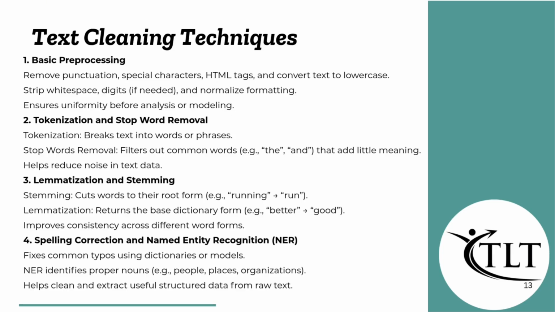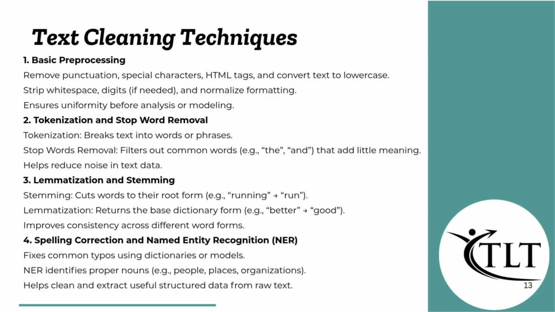So tokenization basically breaks down text into smaller units, typically words or phrases, which makes it easier to analyze. We then perform stop word removal, which is filtering out common words like the and is, which typically add little analytical value and can add noise to our data.